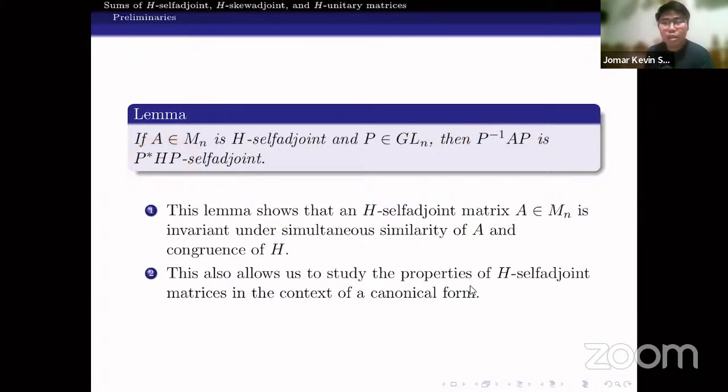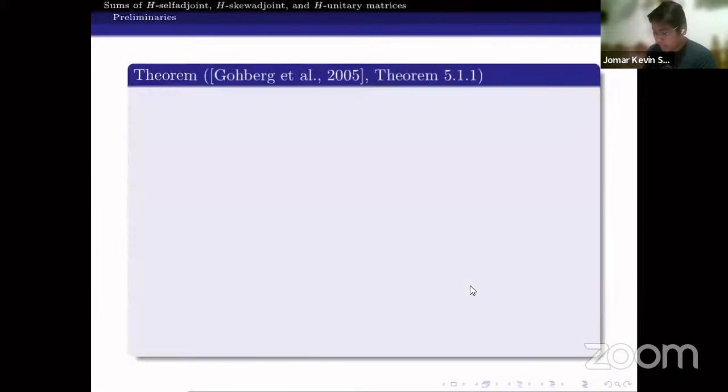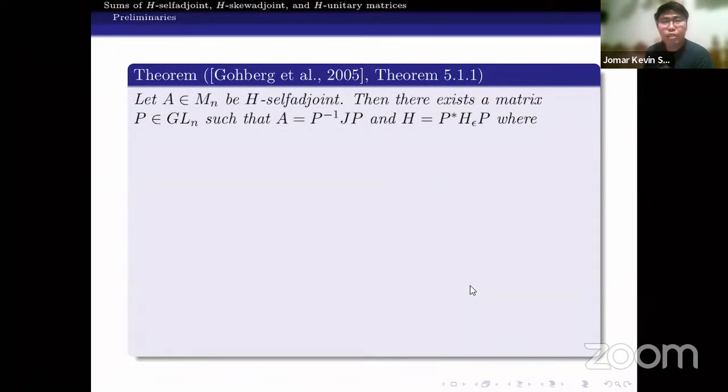So ang tanong ngayon, meron ba tayo makukuha canonical form for an H self-adjoint matrix? And it turns out, yes, we have a canonical form for H self-adjoint matrices. This theorem is from the textbook written by Gohberg et al. in 2005. Let A be H self-adjoint. Then there exists a matrix P, non-singular, such that A is similar to J, and H is star congruent to H epsilon via the matrix P.